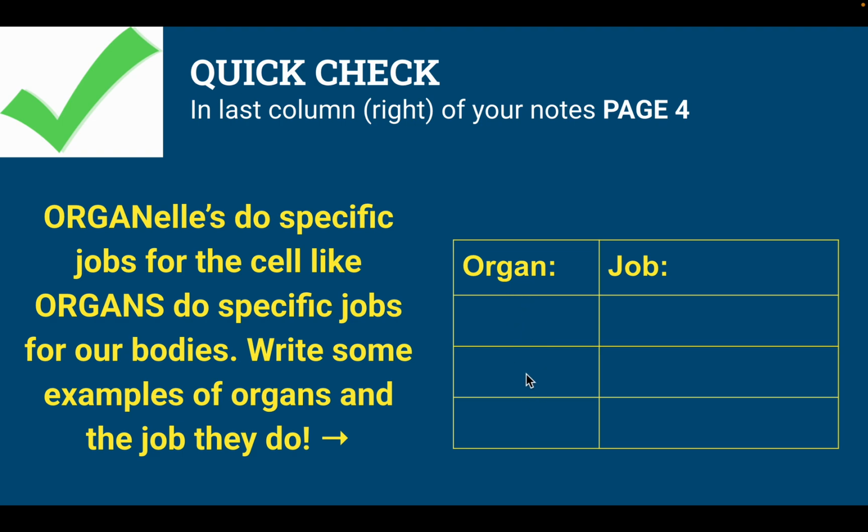Okay, so what are some examples of organs? Well, I know we've done these before. If you look in your packet, we've talked about brain is an organ. What does it do? Its job, well, it controls everything in your body, tells your body what to do, right? Lungs is an example of an organ. What does it do? Well, it brings oxygen into your body, right? And gets rid of carbon dioxide waste.